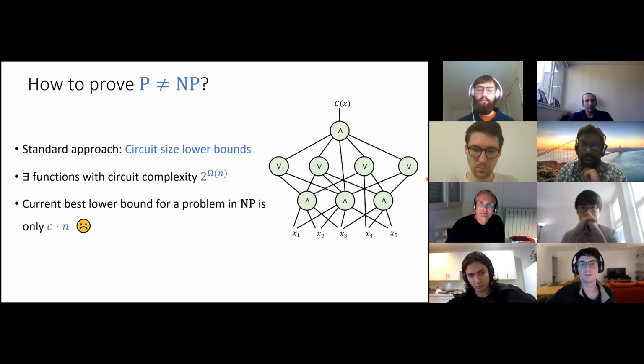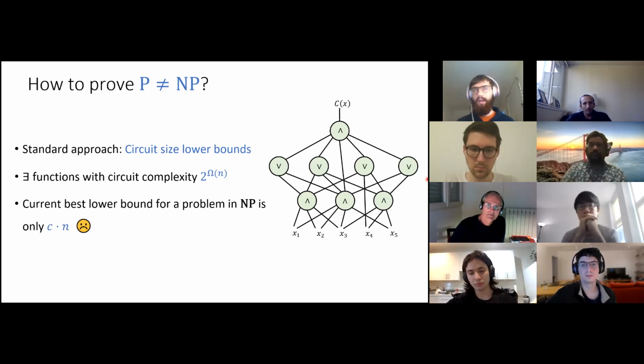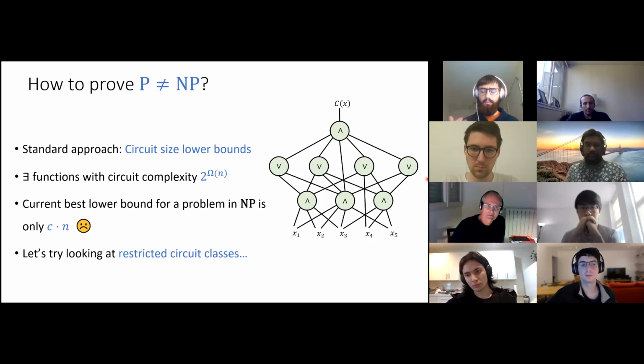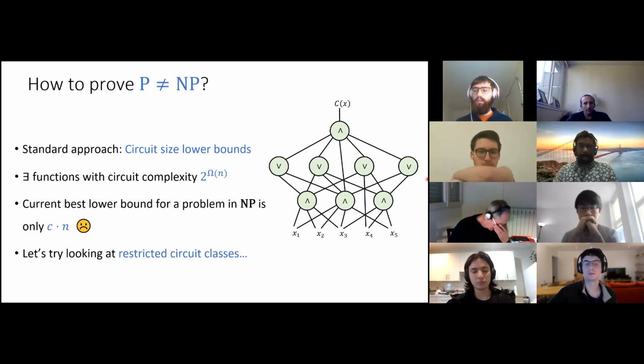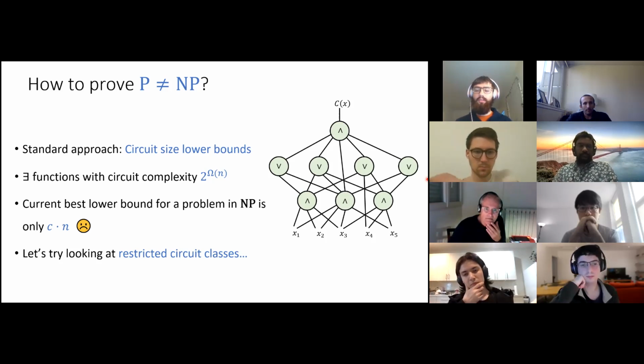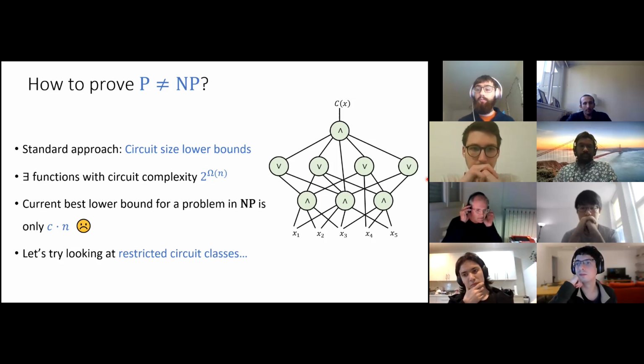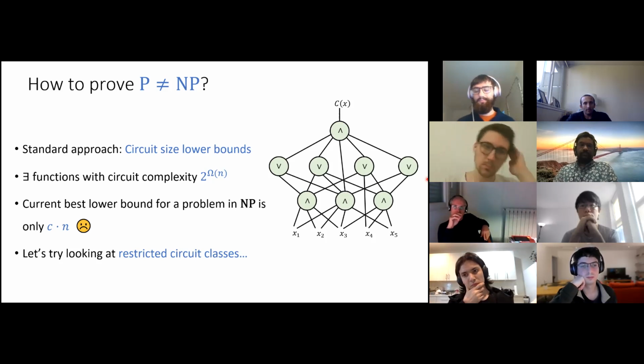The best lower bounds for problems in NP for circuit size are linear. It's maybe 3 times n or 5 times n, depending on exactly how you formulate the question. And so in order to make progress, researchers have turned to more restricted classes of circuits, restricted circuit models. And then if we can at least prove lower bounds for these simpler circuit classes, then maybe that's some kind of progress toward eventually someday proving P not equal to NP.